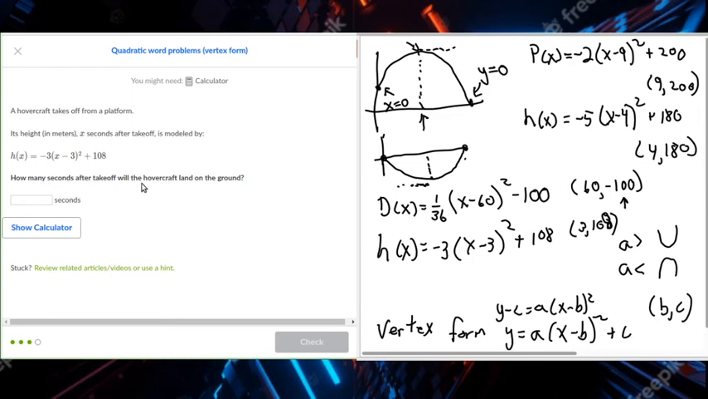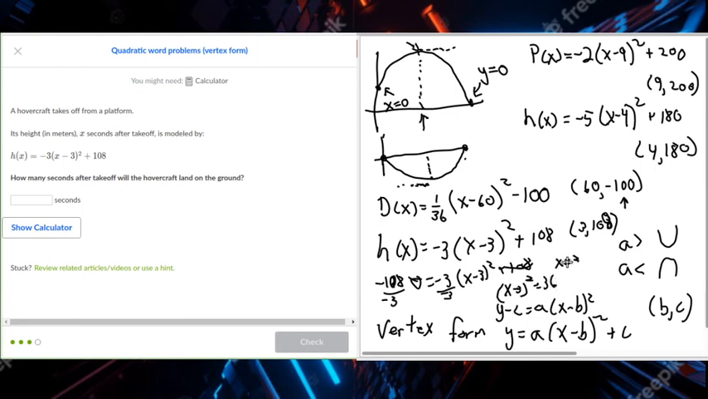How many seconds after takeoff will the hovercraft land on the ground? Land on the ground. So that's that ending point there. So we're trying to figure out y equals 0. So we have to solve this: 0 equals negative 3 times (x minus 3) squared plus 108. And then we solve that by subtracting 108, and then we divide by negative 3. And that makes it 36. So (x minus 3) squared is equal to 36.